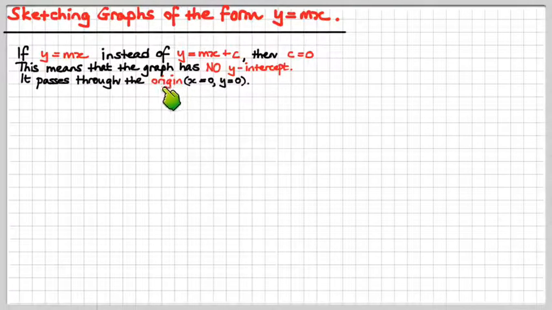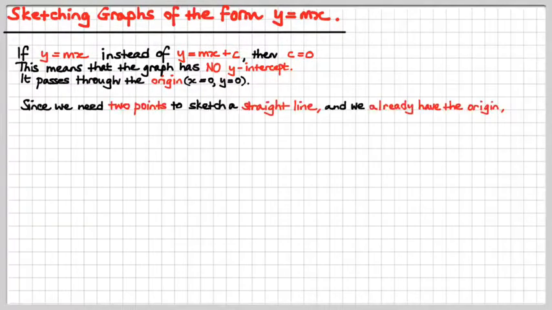So it passes through the origin. That's the origin. See, x is 0 and y is 0. That's where the axes cross, right? That's why it's got no y-intercept. It's right on the bullseye, on the origin. Okay? So, since we need 2 points to sketch a straight line, and we already have the origin, and we can't use any of the intercepts because there ain't no intercepts, guys.